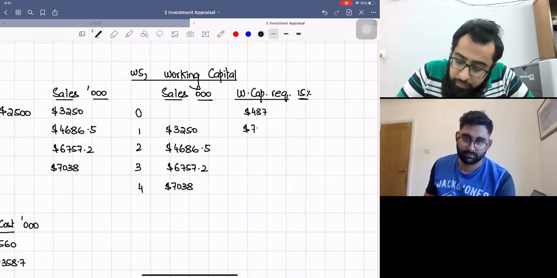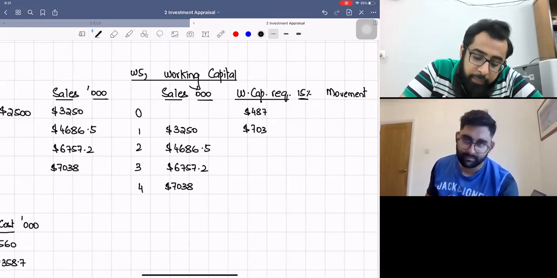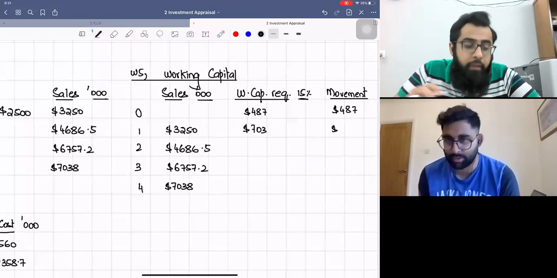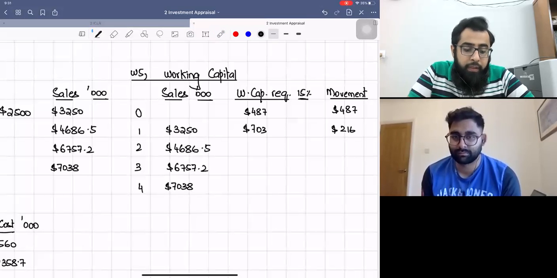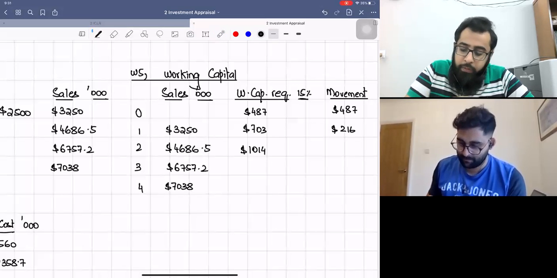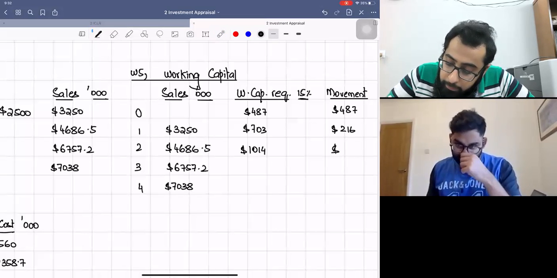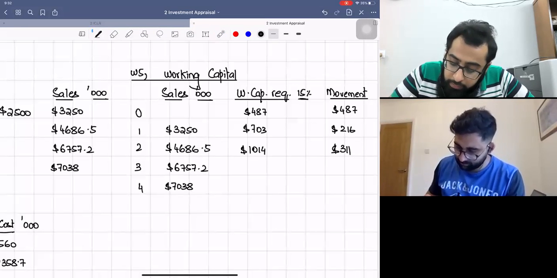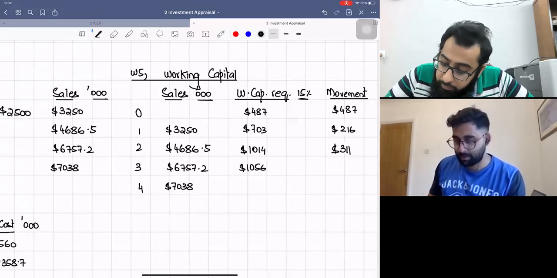Now listen to this very carefully. If I make a movement, incremental working capital, 703, so here I need 147. 1487. But here I need just 216. Then 6757 into 0.15 is 1013, or I would say 1014. So 1014 minus 703, so here I need 311. Then 7038 into 0.15 is 1056 minus 1014. So here I need 42.